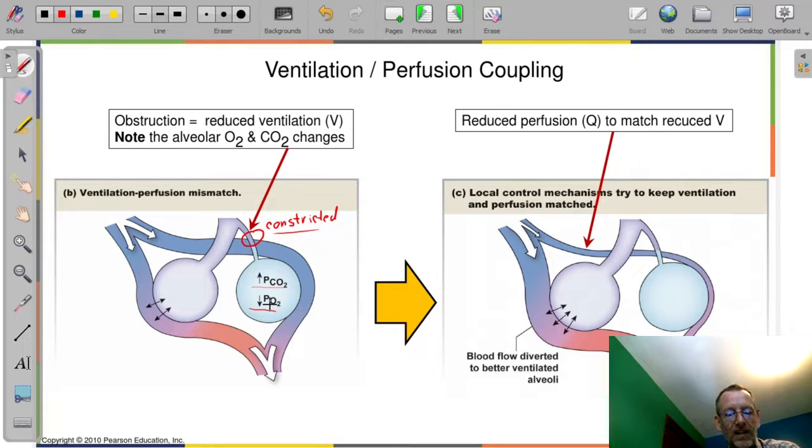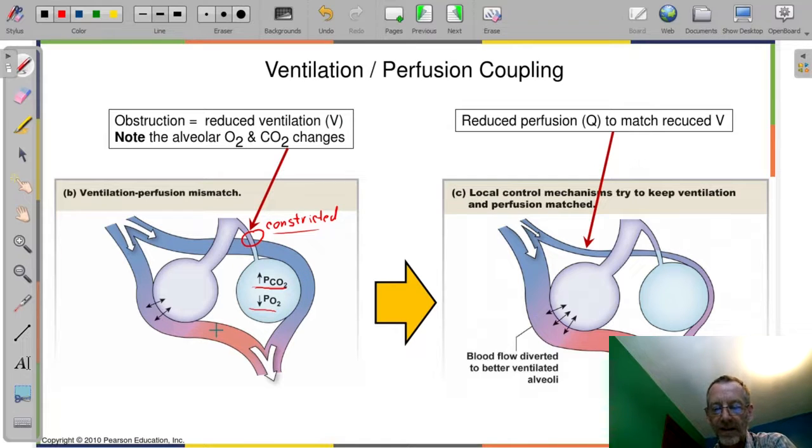If we can't ventilate the lungs, the CO2 is going to build up. Because remember where the CO2 is coming from? It's coming from the blood, from the tissues, and we're trying to get rid of the carbon dioxide, but the bronchioles are obstructed, so the CO2 builds up, the oxygen goes down because we can't get oxygen into the alveoli. So here's an area of poorly ventilated lung. What's the goal? To keep them matched is to reduce the perfusion to that area.